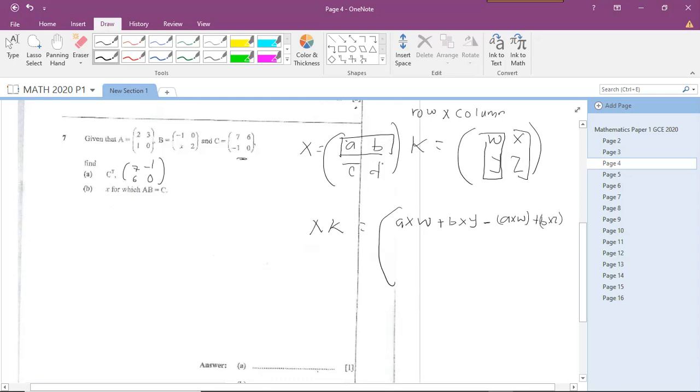Then again, this entire row is going to multiply this entire column. We're going to say C times W plus D times Y. D times Y, you leave a space. This entire row here will multiply this entire column. So leave a space, C times X plus D times Z. And then you're going to get your answer after doing some algebraic manipulation.